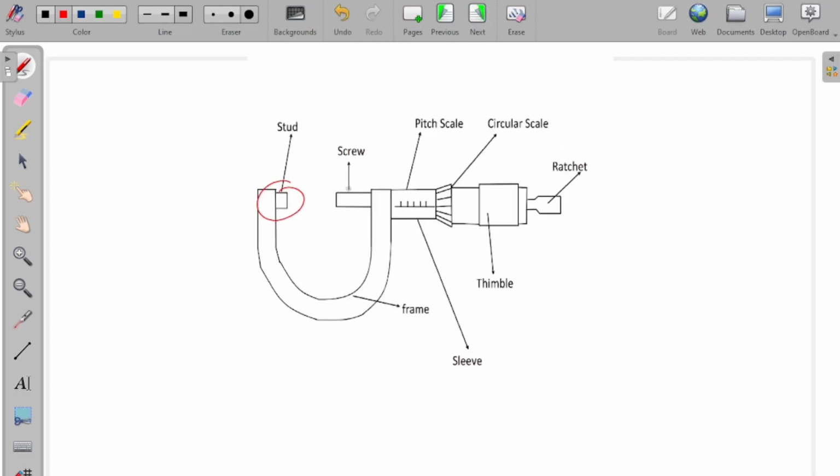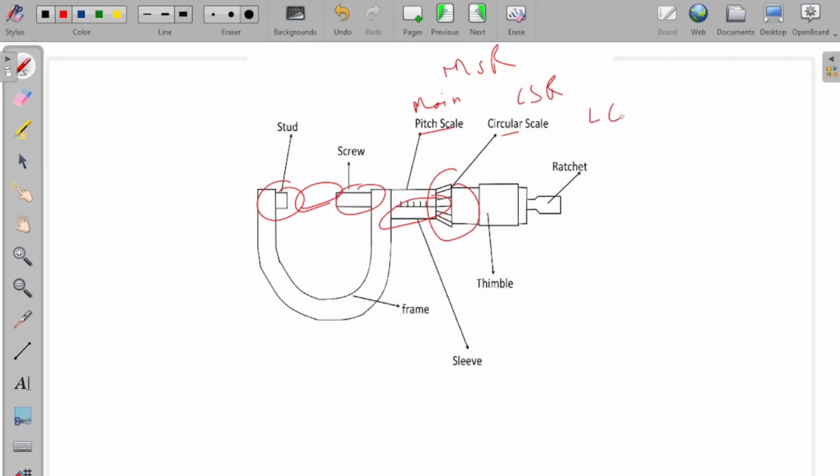This part is called stud, this part is called screw, and the object whose dimensions we have to measure is kept in between these two. Here, this one represents the pitch scale and this one is the circular scale. Pitch scale is also called the main scale. Reading on the main scale is called main scale reading. Reading on the circular scale is called circular scale reading.